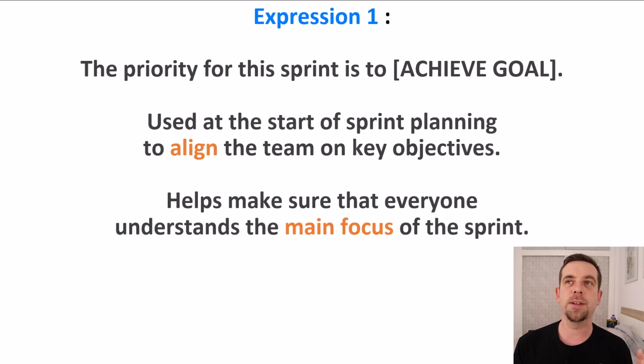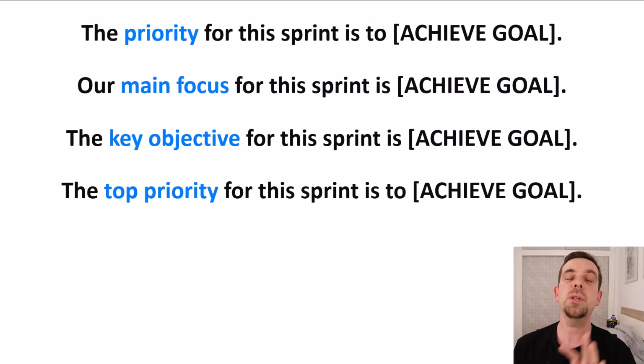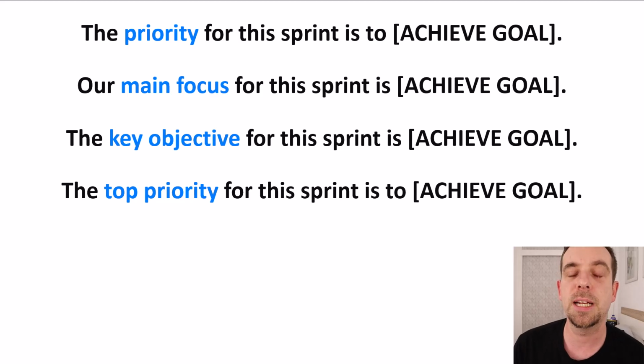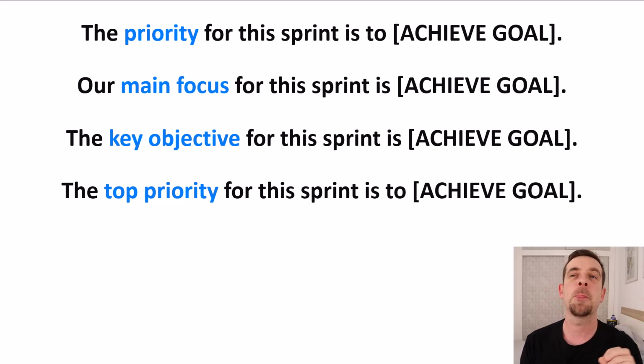So, expression 1 is: the priority for this sprint is to achieve the goal. We use this at the start of sprint planning to align the team on key objectives, to make sure everyone knows the main focus of the sprint. You also have different words for priority, different variations: the priority for the sprint, our main focus, the key objective, the top priority, or the number 1 priority.